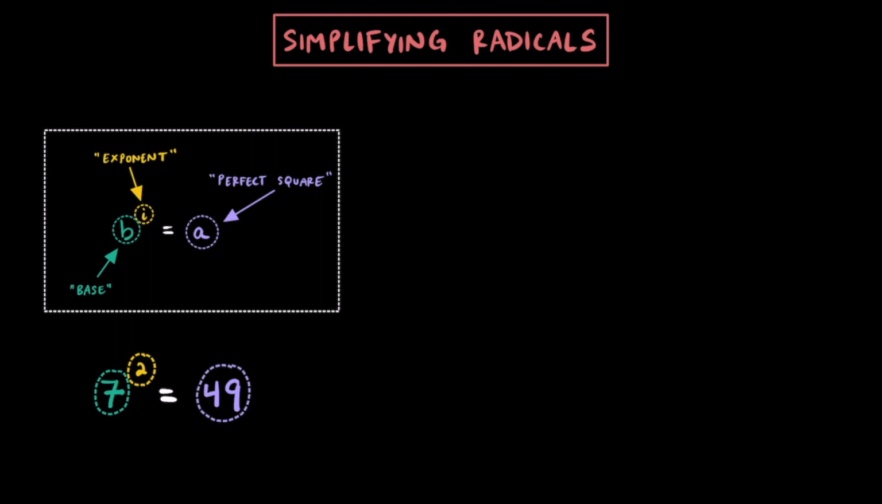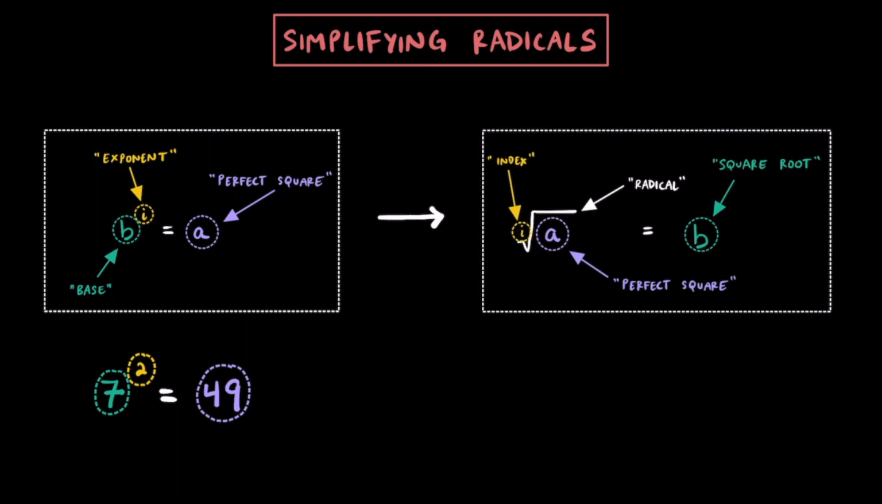Now that we've done a little refresher on exponents and powers, let's talk about radicals. You should really think about radicals as the inverse of exponents or powers. Imagine we have some number a, which is a perfect square, and it's under this thing called a radical, which kind of looks like a long division symbol, but is a little bit different.